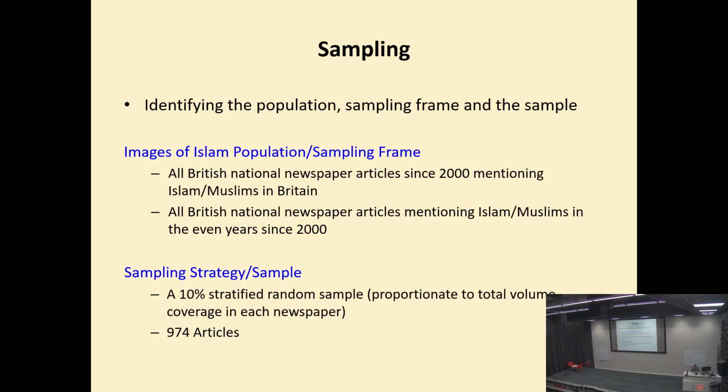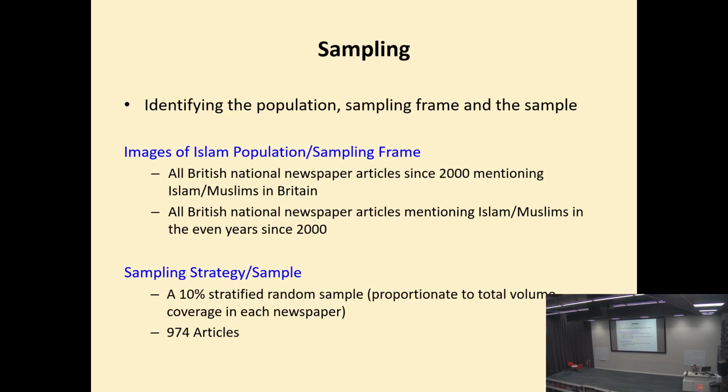You can also do things like, as they did in this case, a 10% stratified random sample proportionate to the total volume of coverage in English newspapers. So that's about looking at, well, there was a huge amount of coverage of Muslims in Britain in the Daily Mail, but not so much in the Times. So rather than take 10% of the whole sample, you might want 10% of the articles in the Daily Mail and 10% of the articles in the Times, and so forth.